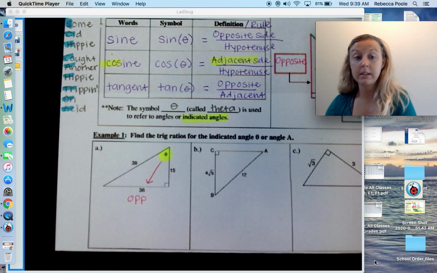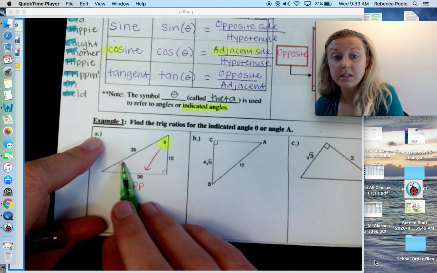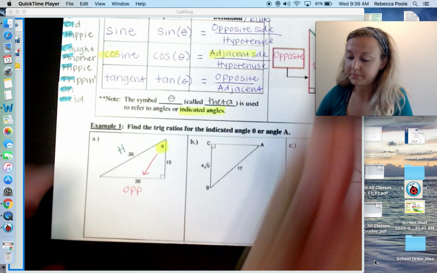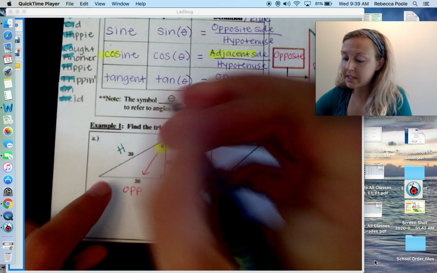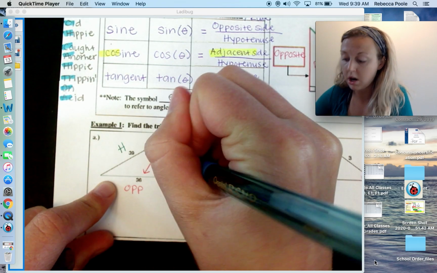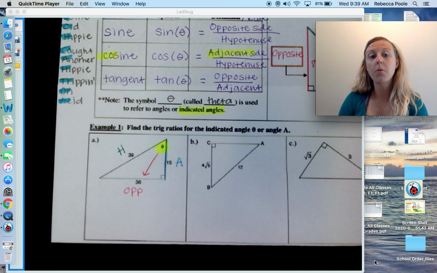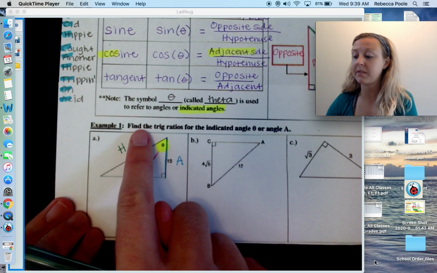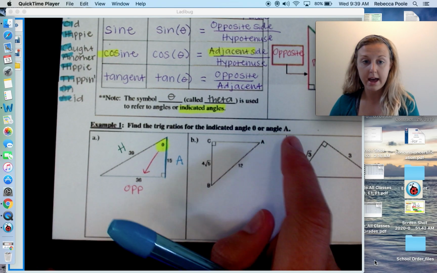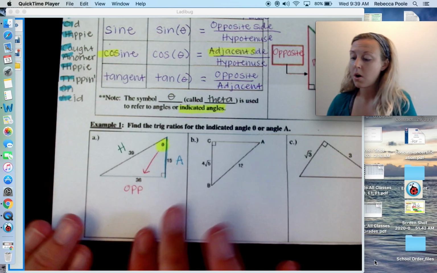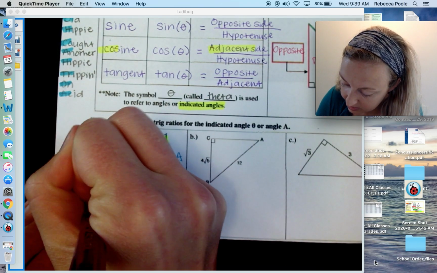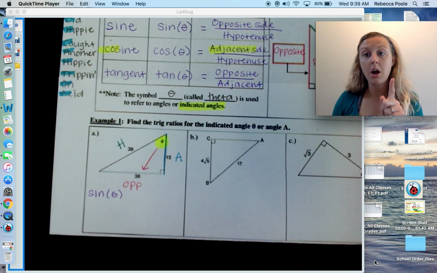Now, hopefully we see that 39 is the longest and it's across from the right angle. So that's the hypotenuse. And then the 15 side, that last side, is touching the angle. So that is your adjacent side, okay? So what I want you to do with this knowledge is find the trig ratios for the indicated theta or angle A, all right?